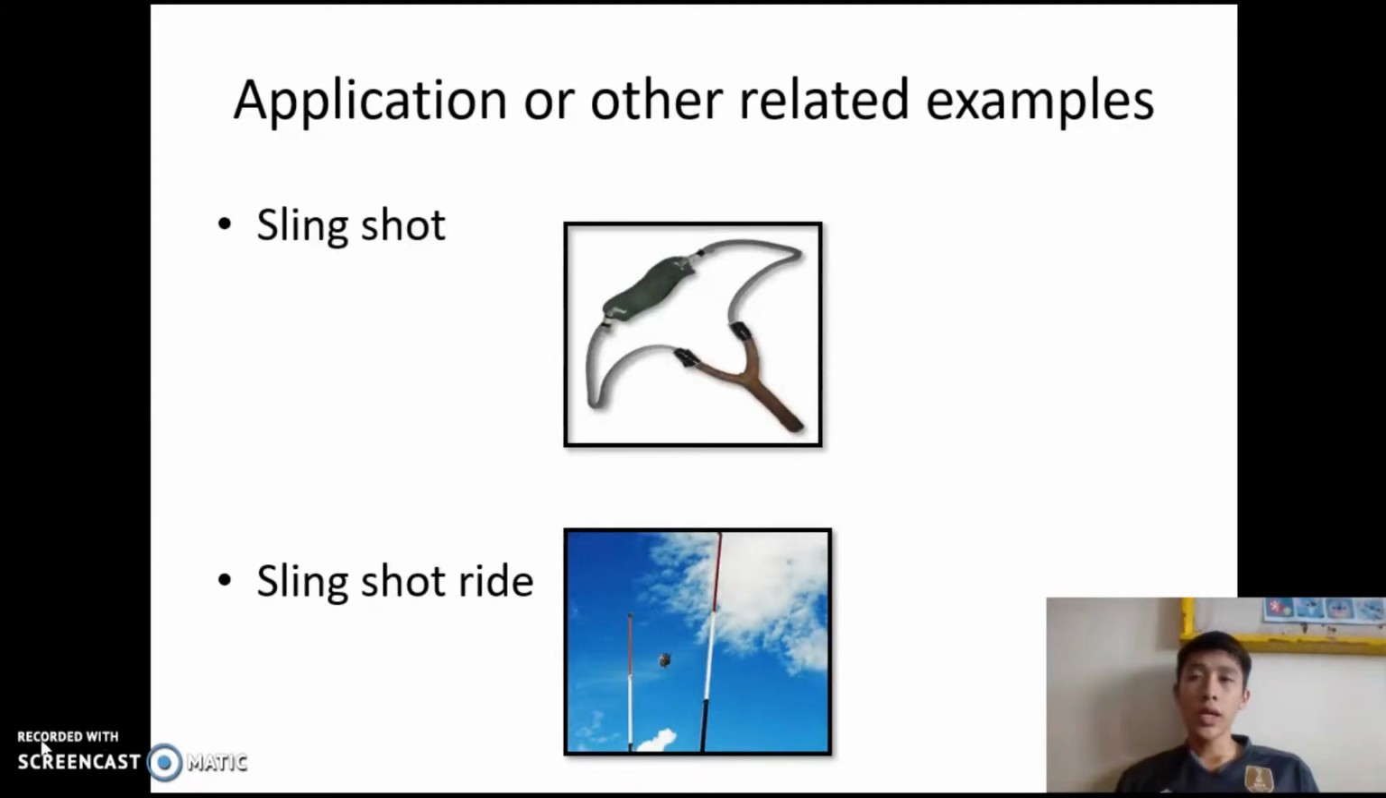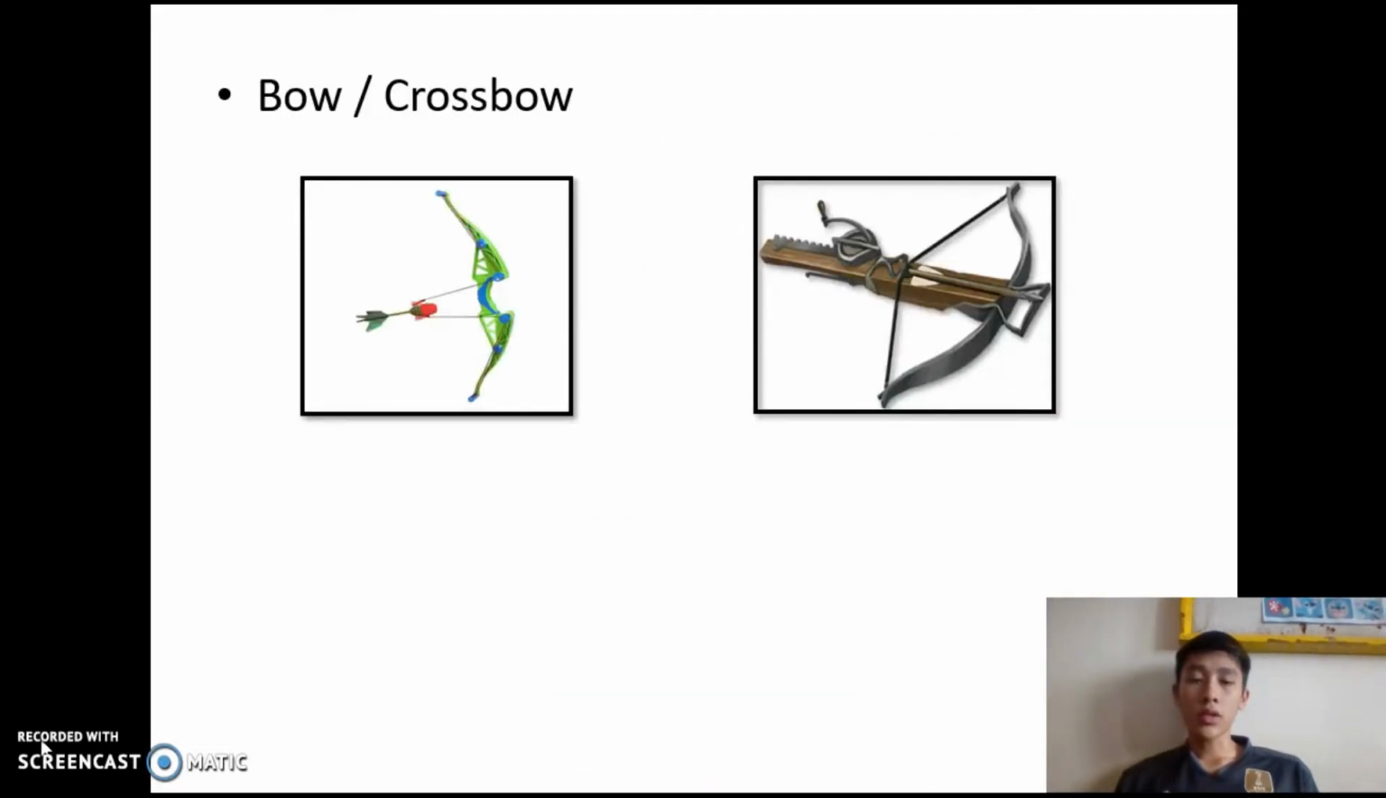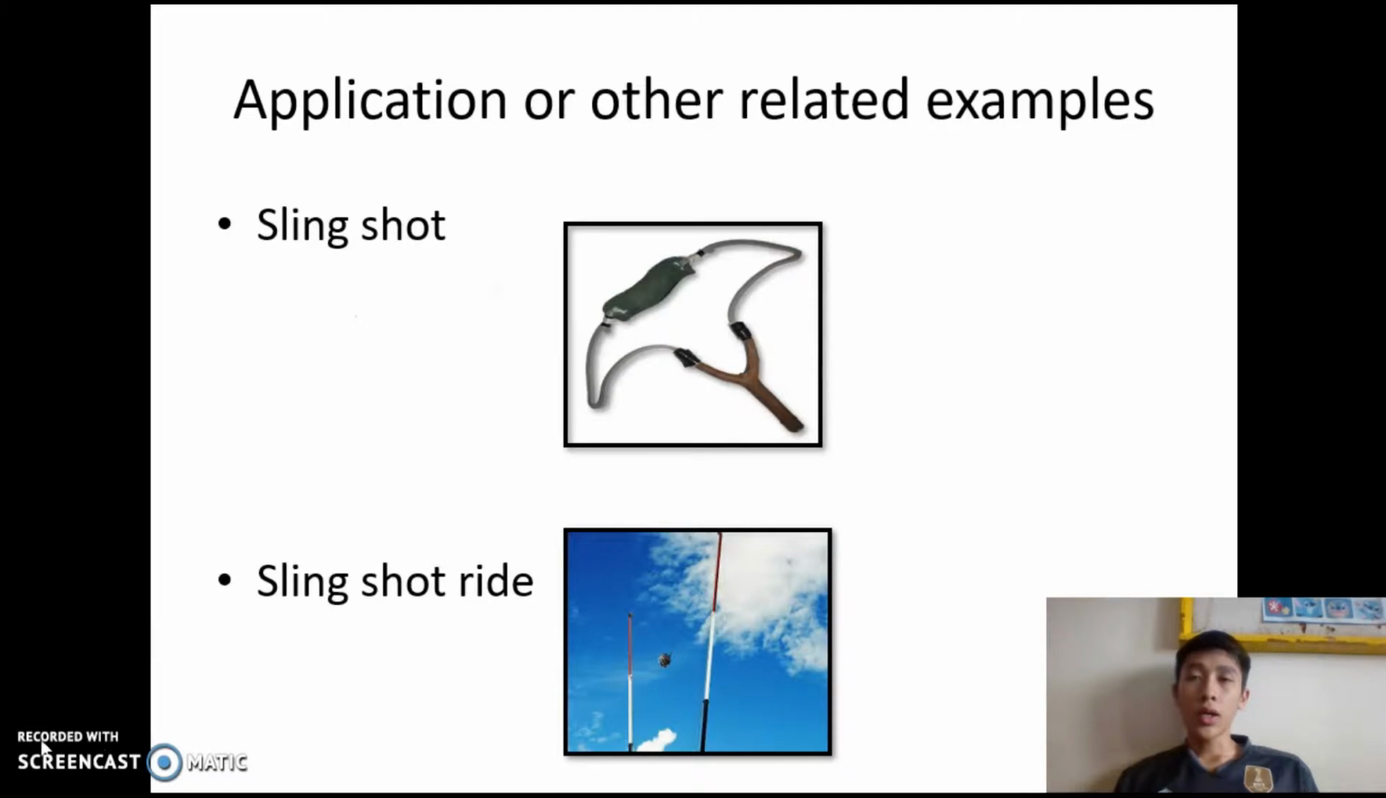Next, the application or other related example is the slingshot and the crossbow. The application is the same, whereby the elastic potential energy from the rubber band is transferred to the object so that the object has the kinetic energy to move. So I think that's all.